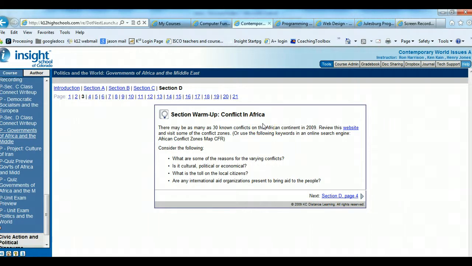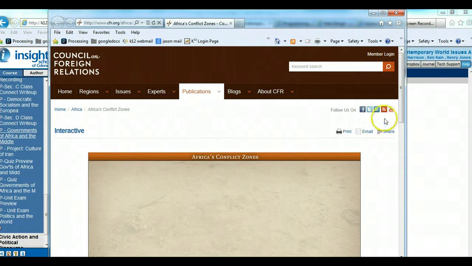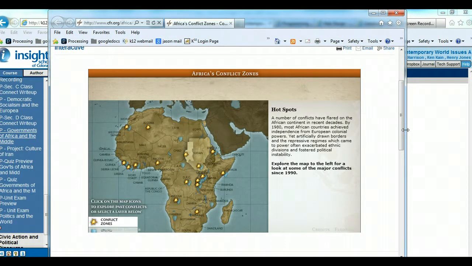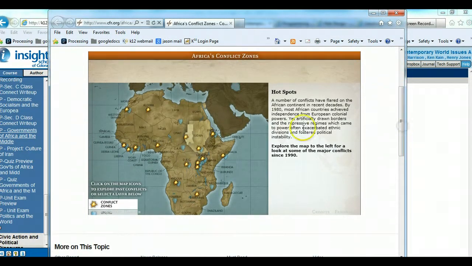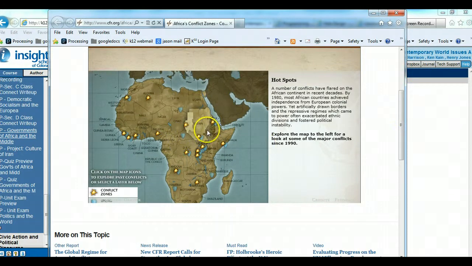Here's a warm-up. Look at this. There would be 30 known conflicts on the African continent in 2009. So you can go to this website to take a look at that. And this talks about the conflicts. What it talks about are civil wars within countries, battles and wars between countries. So look at all these conflict zones, all the ones with the stars, and different things that are happening on the continent of Africa. It's amazing, isn't it?